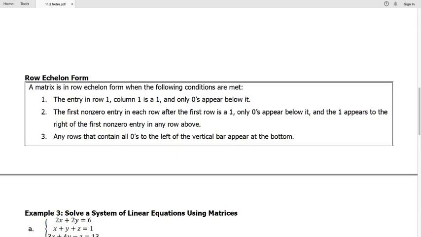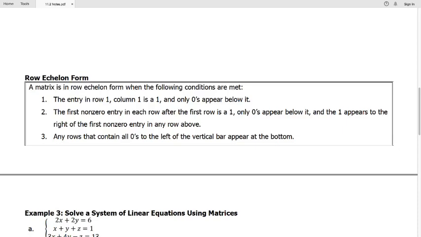So we're going to use something called row echelon form, and the goal is this. A matrix is in row echelon form when the following conditions are met. Now, when we read them, it might be a little bit complicated, so I'll draw it out in a minute. But first condition, the entry in row 1, column 1 is a 1. So upper left-hand corner is a 1, and zeros down the column below it. Rule 2, the first non-zero entry in each row after the first row is a 1. Only zeros appear below that, and the 1 appears to the right of the first non-zero entry in any row above. It's so much wording.